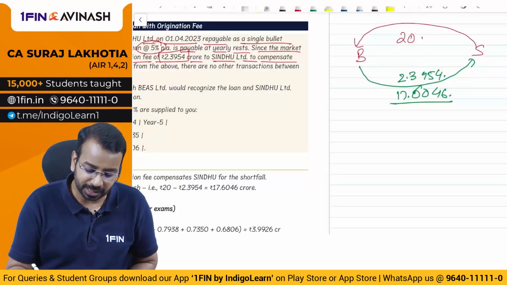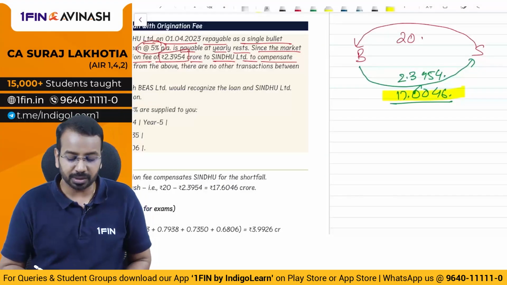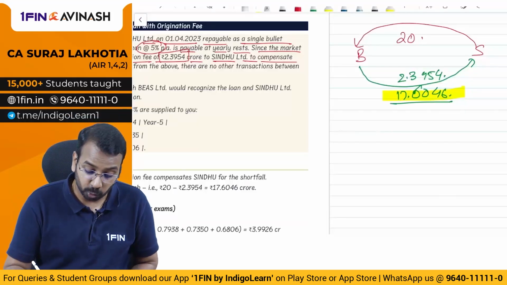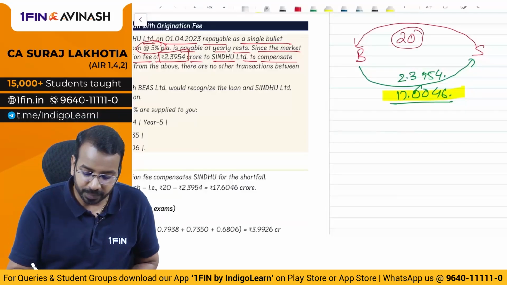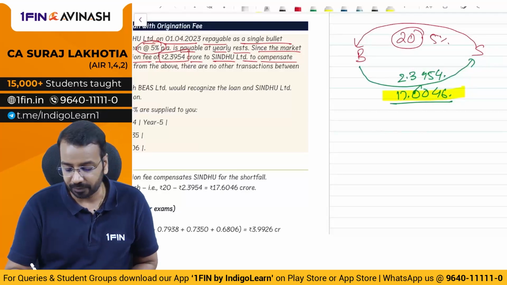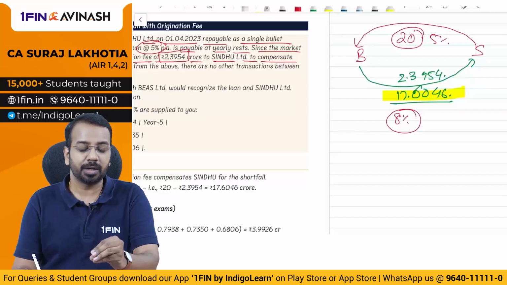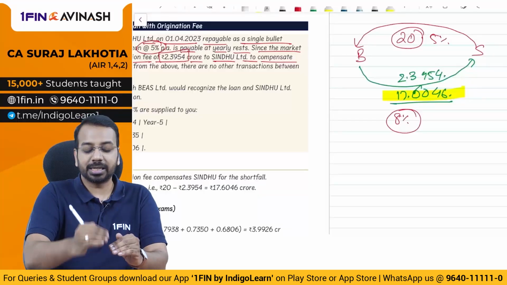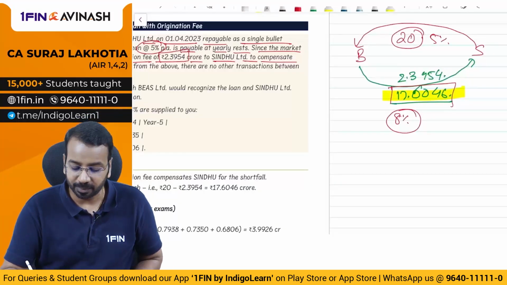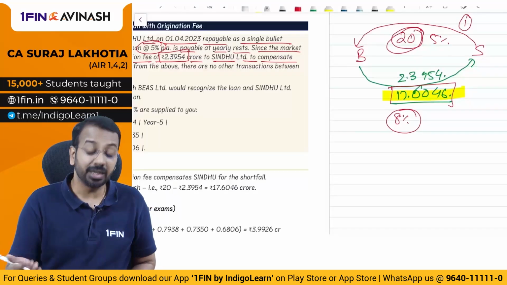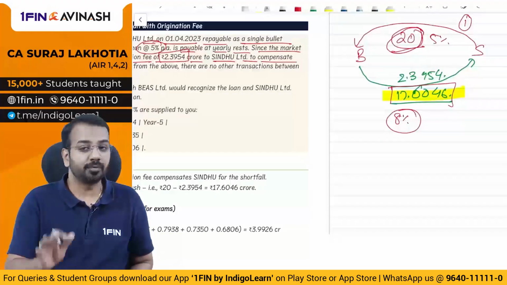So, in effect, what they have done, they have taken a 17.6046 of loan, so that though you are paying interest at 5% on 20, your effective rate of interest becomes 8%. Sir, why did effective rate of interest become 8%? Because the net loan amount has actually come down to 17 and you are paying 5% on 20, that is 1 crore of interest every year and 20 crore at the end of the 5th year.